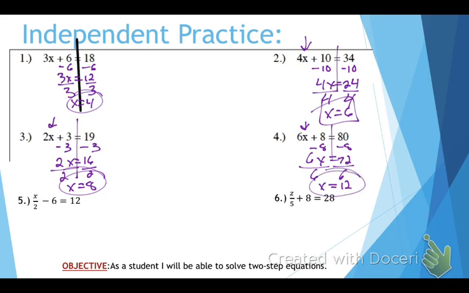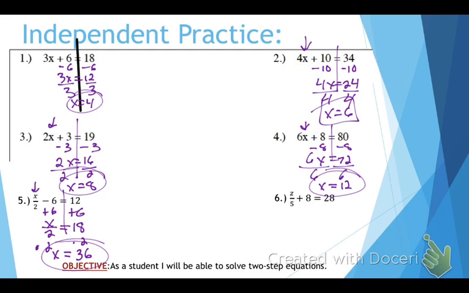Next one, 2 left. Go ahead and draw your line, find your variable. The opposite of subtracting 6 is adding 6, so we're going to add 6 to both sides. That gives us x over 2 is equal to 18. How do we get rid of dividing by 2? Well, we multiply both sides by 2, and that's going to give me x equals 36. Double check your answer. 36 divided by 2 is 18. 18 minus 6 is 12. Congratulations, we're good to go.